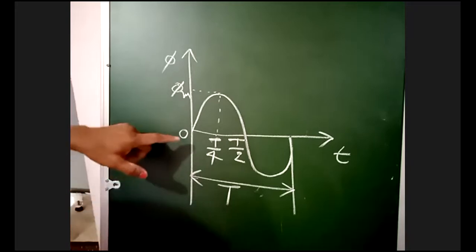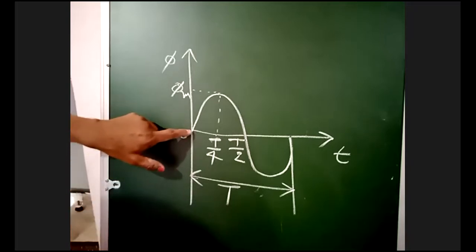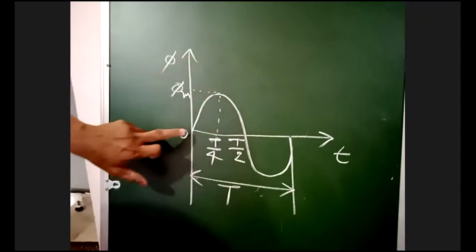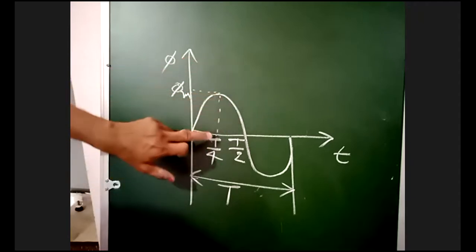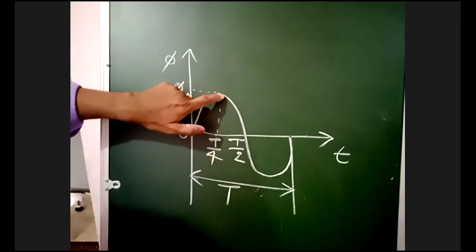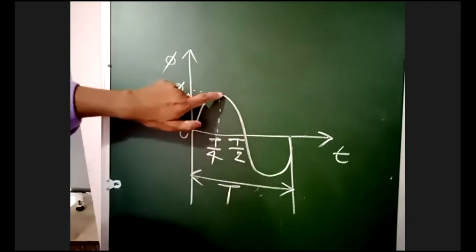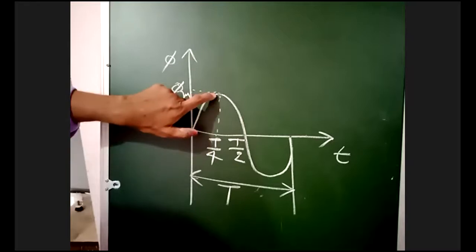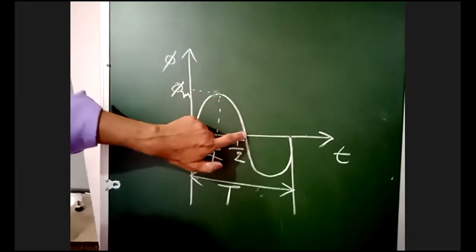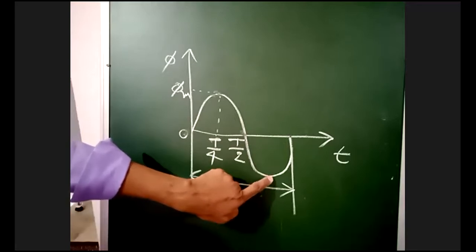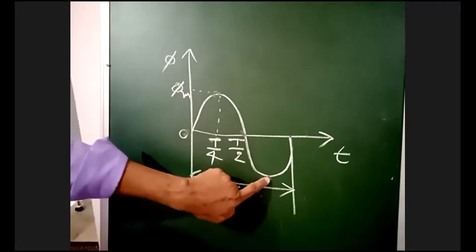Okay, listen here. Now your flux is varying from 0 to maximum. If you take the period from 0 to T/4, it is varying from 0 to maximum. Again from T/4 to T/2, how is it varying? From maximum to 0 at T/2. Again from 0 to minimum, this one is the negative maximum.